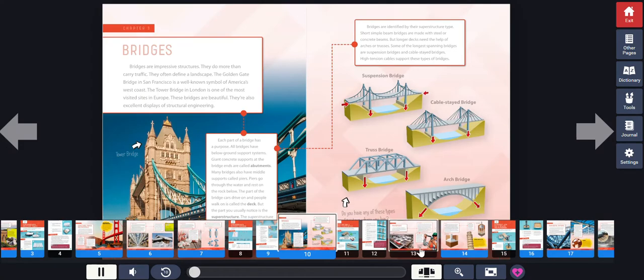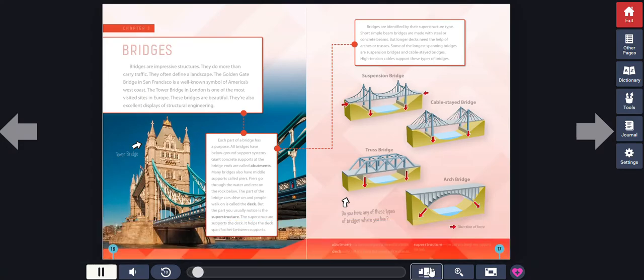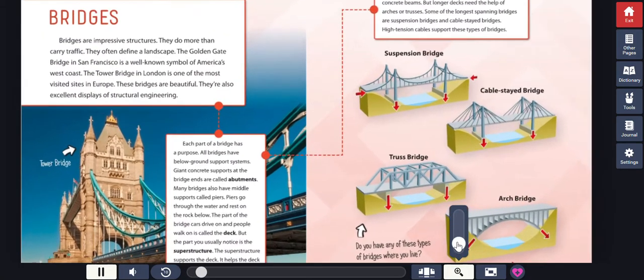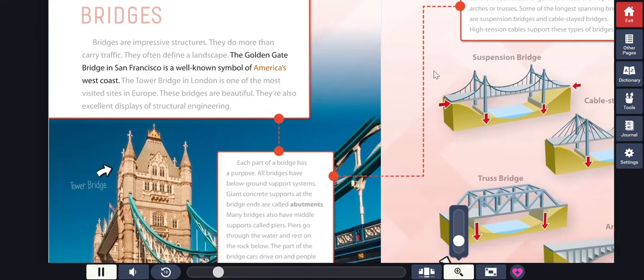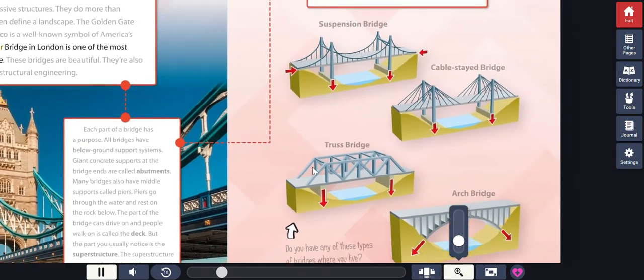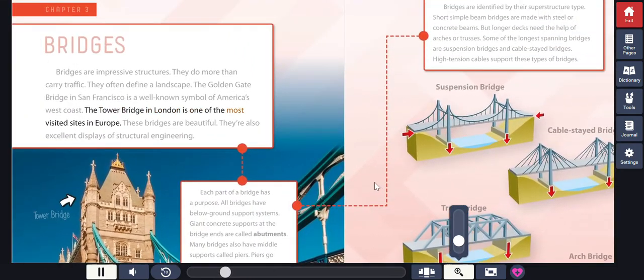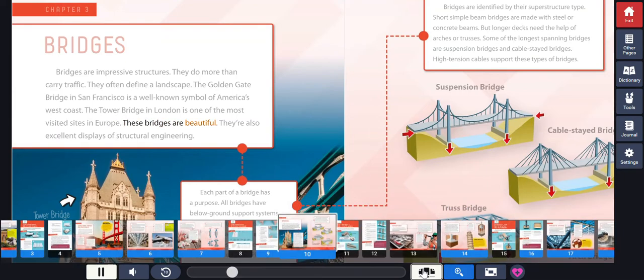Chapter 3. Bridges. Bridges are impressive structures. They do more than carry traffic. They often define a landscape. The Golden Gate Bridge in San Francisco is a well-known symbol of America's West Coast. The Tower Bridge in London is one of the most visited sites in Europe. These bridges are beautiful. They're also excellent displays of structural engineering.